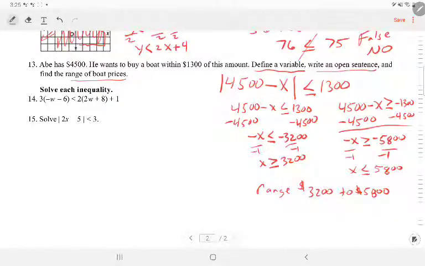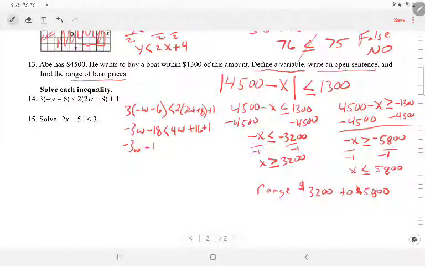Okay? All right. Number 14, I'm just solving. So 3 times negative w minus 6 is less than 2 times 2w plus 8 plus 1. So I'll distribute first. So negative 3w minus 18 is less than 4w plus 16 plus 1. Combine like terms. Negative 3w minus 18 is less than 4w plus 17.